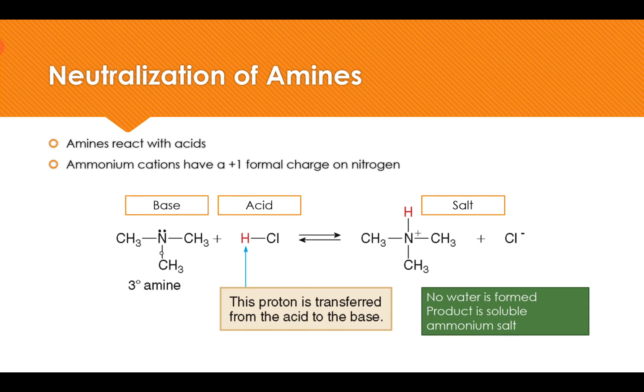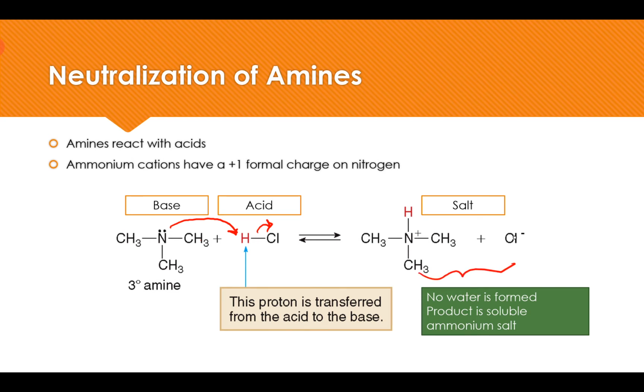So here is our base. We've got 3 carbons on this, so this is a tertiary amine, and it's going to attract this hydrogen off of the acid and then give those electrons to the chlorine. And so the proton is transferred from the acid to the base, and here we see the ammonium cation. The nitrogen is positively charged because we are forming 4 bonds. And the chloride ion here is the anion. And so this is an ionic salt.